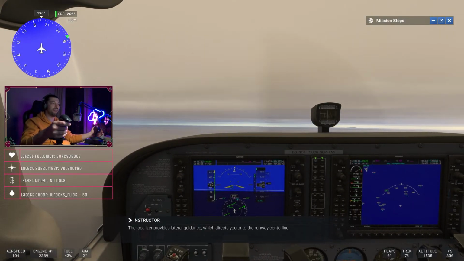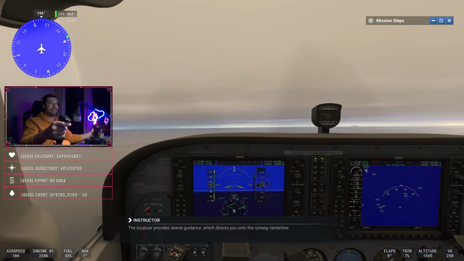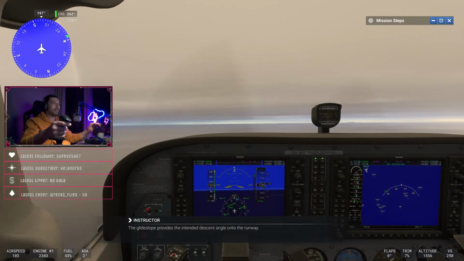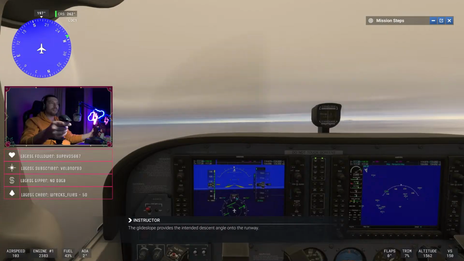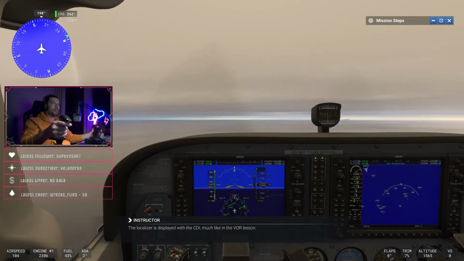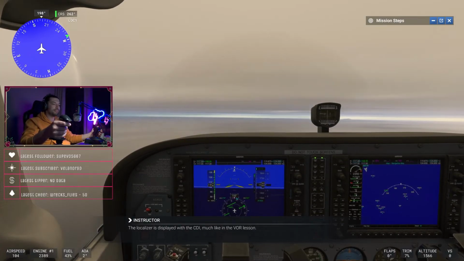The localizer provides lateral guidance, which directs you onto the runway center line. The glide slope provides the intended descent angle onto the runway. The localizer is displayed with the CDI here, much like in a VOR lesson.